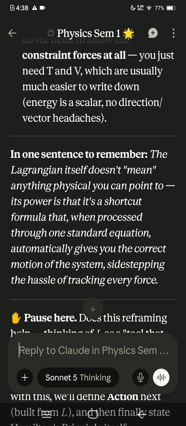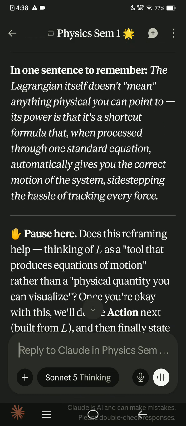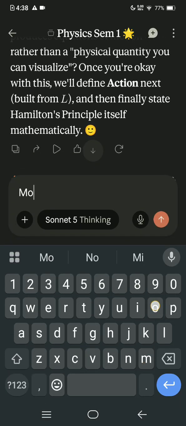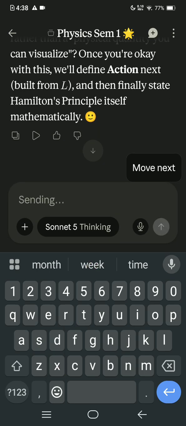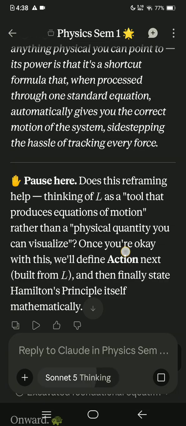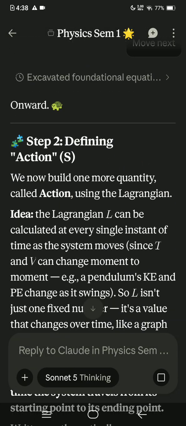Energy is a scalar, no direction vector headache. In one sentence, the Lagrangian itself doesn't mean anything physical. Its power is that it's a shortcut formula that, when processed through one standard equation, automatically gives you the correct motion of a system, sidestepping the hassle of tracking every force. Okay, so move on. I think this took way too long for a little Lagrangian equation, and it provided almost nothing anyways. Moving onwards, step 2 is defining action, S.